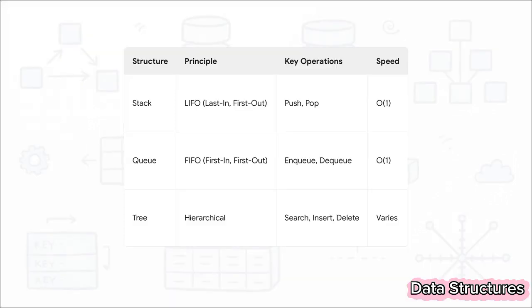Look at the key difference here. Stacks and queues are linear. They're defined by how you access them, either last in or first in. And because you only ever deal with the ends, they're wicked fast, O of 1. But the tree is complete.